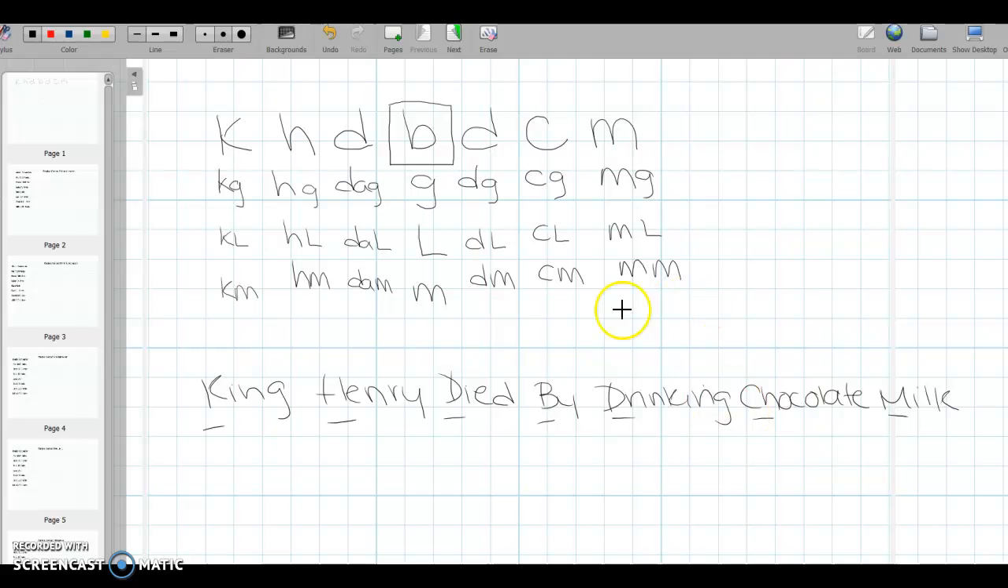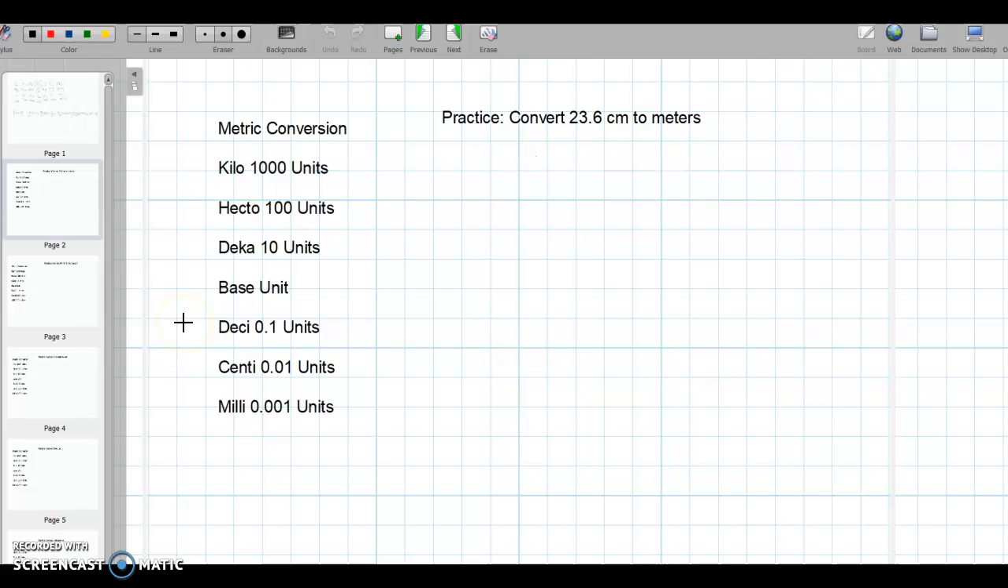All right, so I'm just going to switch over to the next page and we can see how we're going to start using this. So we are being asked to convert 23.6 centimeters to meters. So if we sang our little song, King Henry died by drinking chocolate milk. So we are starting here and we need to move here to our base unit because we are at centimeters and we just want to get to meters.